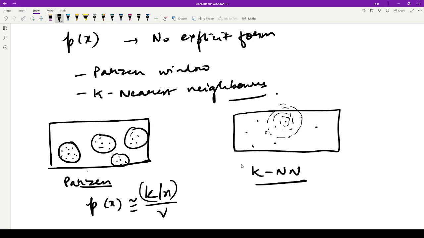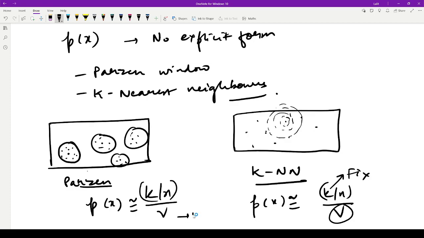And then what I do is I check the probability again using the same formula. But here the volume part is variable. We fix the K, and here the volume is fixed, and we find the number of Ks.